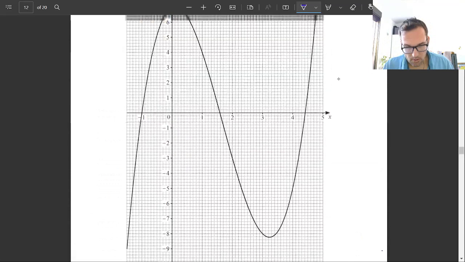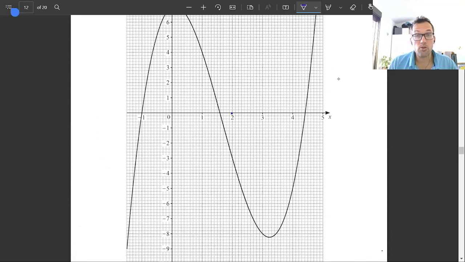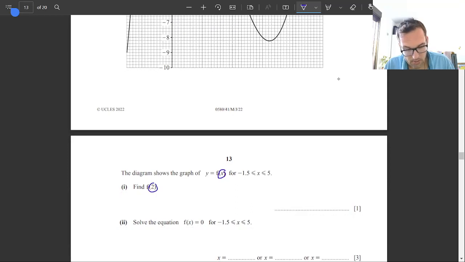So all we need to do is go on the graph where x is 2, then use the graph with a ruler and a pencil to find the value of y. What does it equal to? We go down and we go across, as accurately as possible. There we go, minus 3.